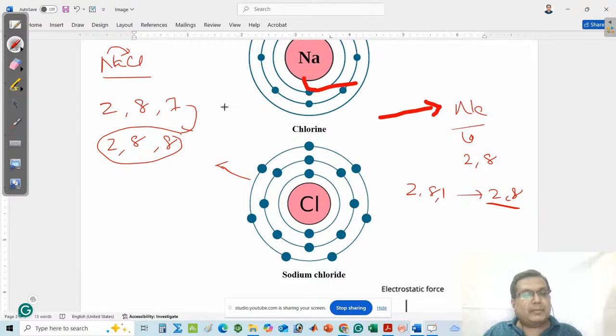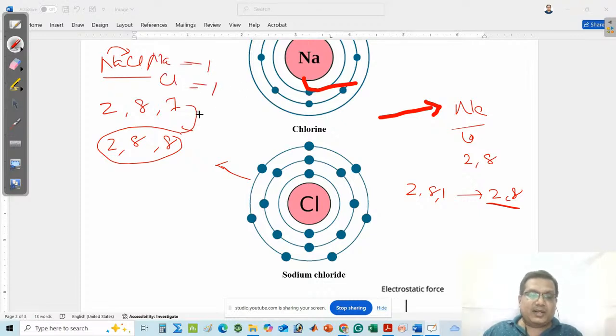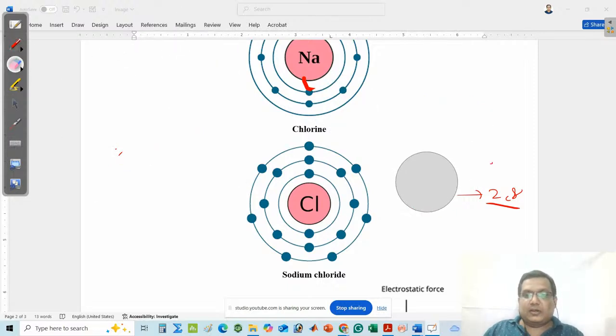For attaining such stability, sodium loses one electron, chlorine gains one electron. So in this case, we can say that the valence of sodium is one, and the valence of chlorine is also one. Similarly, if you think about another example, chlorine molecules.